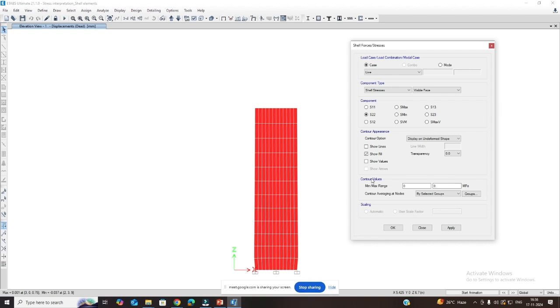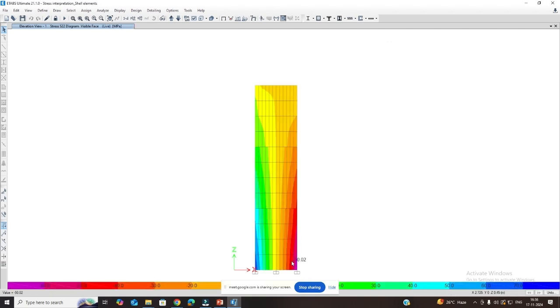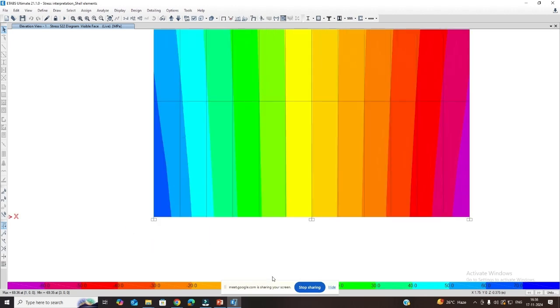S22. Yeah, so we have to check S22 in this case, because as I said, in ETABS this plane is the 1 axis and this plane is the 2 axis. So if your lateral load is acting in this direction, your normal stress will be directed in this direction. So you have to check S22. Okay, now let us check S22, and here is the contour, and check the values.